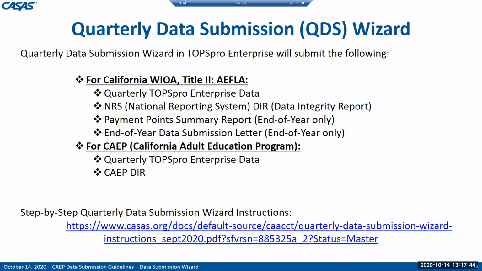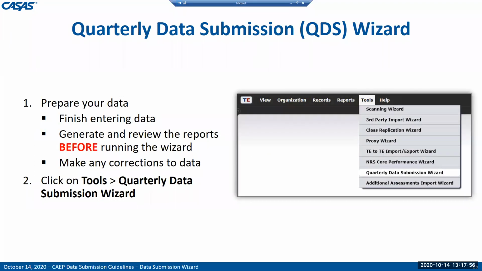On the CASAS website, we have step-by-step instructions on how to use the CAEP quarterly data submission wizard, and I've left the link there. So our first step is to prepare our data. We've done that, right? We've already entered in all of the hours, all the tests, whatever we needed to. We've done that.